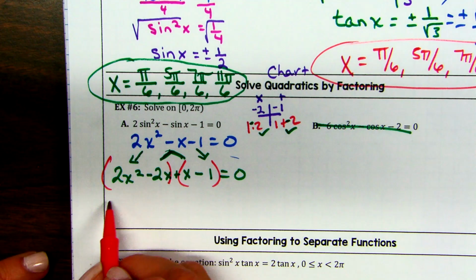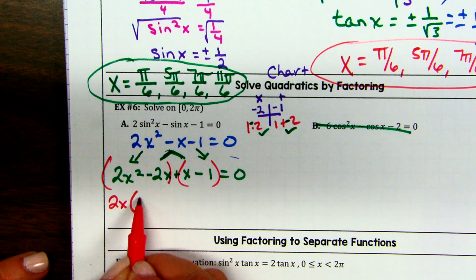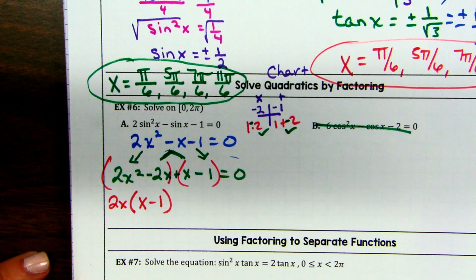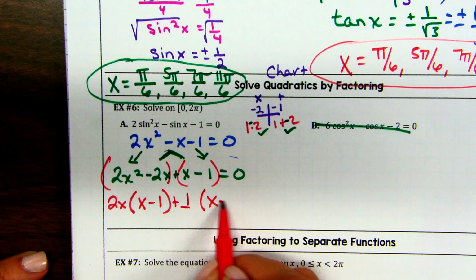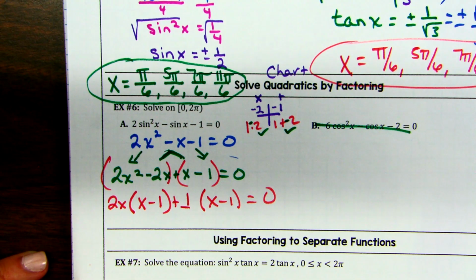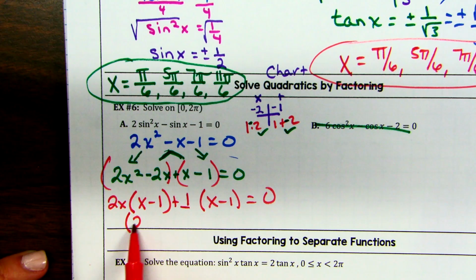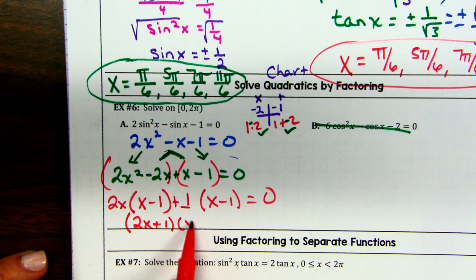GCF, factor out the 2x. And remember, there's a plus sign right there. You have to put something right here. Something has to go there. Even if it's just a 1, you have to put something there. Okay? And sometimes it is a 1. No big deal. And now we're ready to write our factored algebraic version. 2x plus 1, right? And x minus 1.